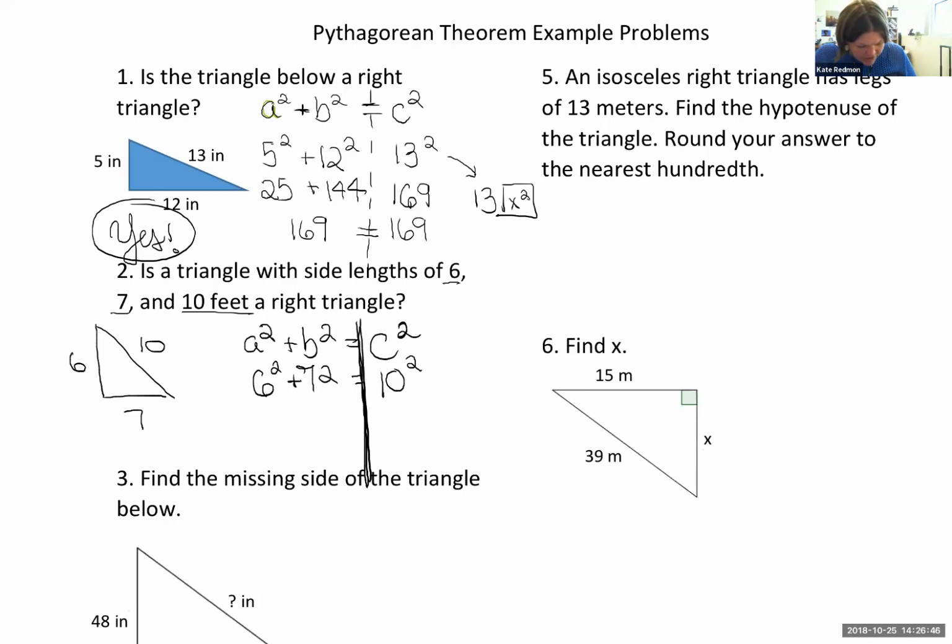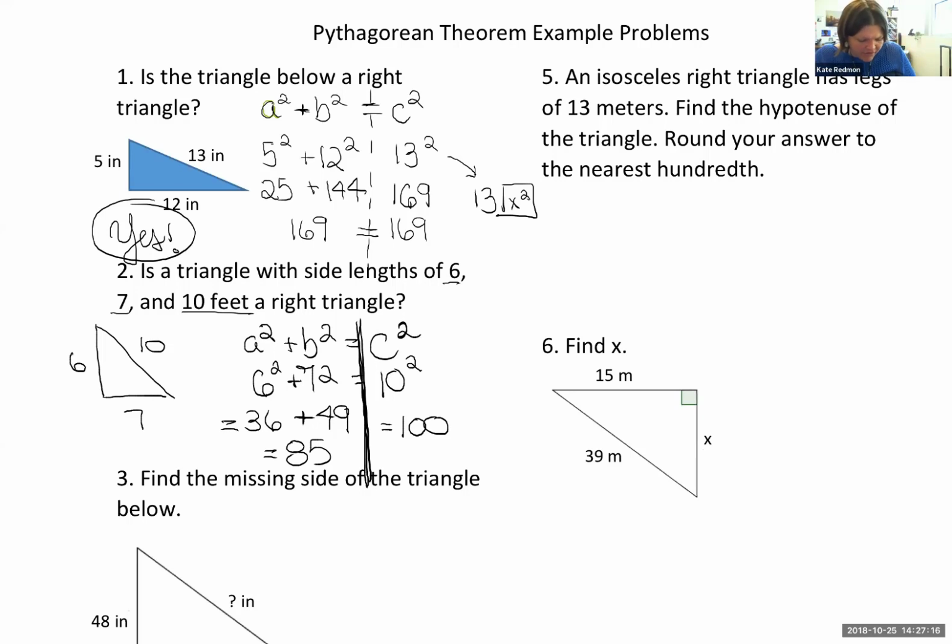6 squared is 36. 7 squared is 49. I need to do any exponents before addition, and 36 plus 49 would give me what, 85, I think? Now on the right-hand side, I see 10 squared. If I were to square 10, I would get 100. So did I get a relationship of equality? Is 85 equal to 100? No.